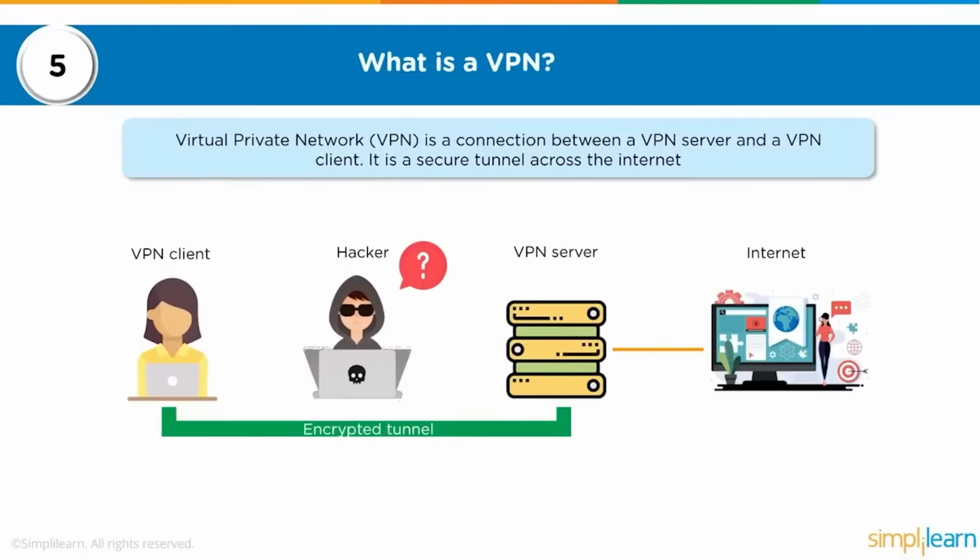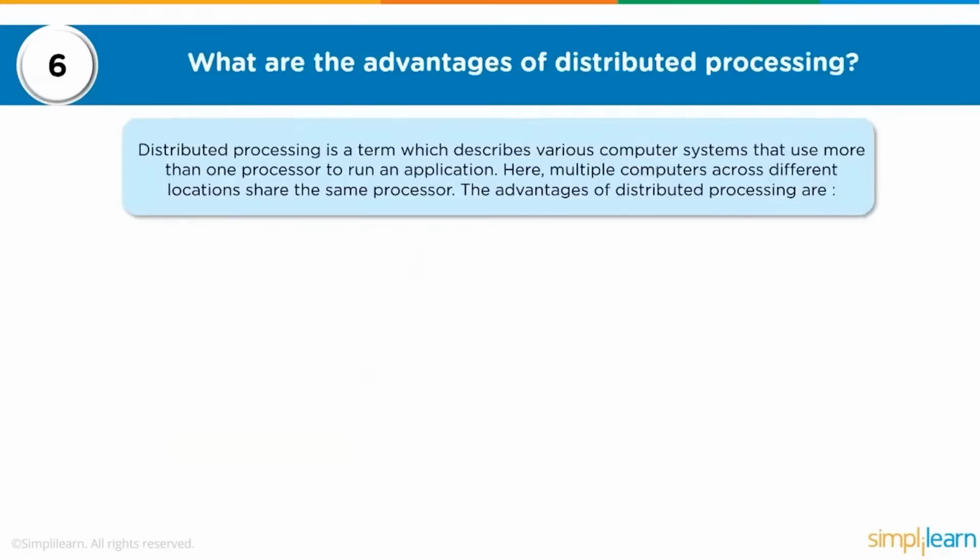It is very difficult to decrypt this or hack through this encrypted tunnel. It is possible, but it is very difficult to achieve that. Moving on to question number 6. What are the advantages of distributed processing?